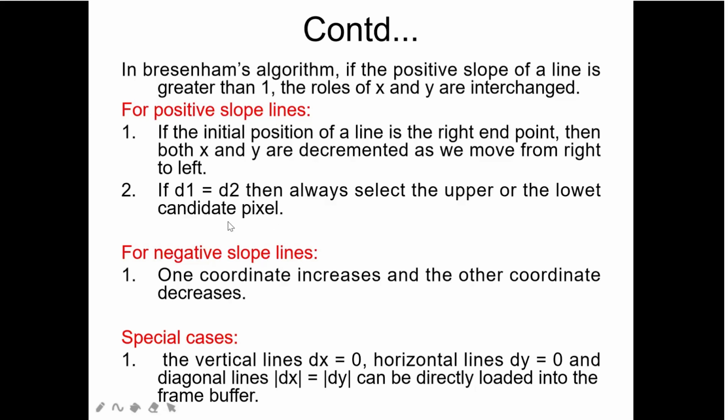Whenever your d values are equal, like D1 equals D2, at that time you have to select your upper or your lower candidate pixel. But for negative slope lines, one coordinate will increase but the other coordinate will decrease. That you have to remember. But there are some special cases, the vertical lines and horizontal lines, where the slope will be equal to 0. At that time you have to consider diagonal lines, where mod of dx will be equal to mod of dy.